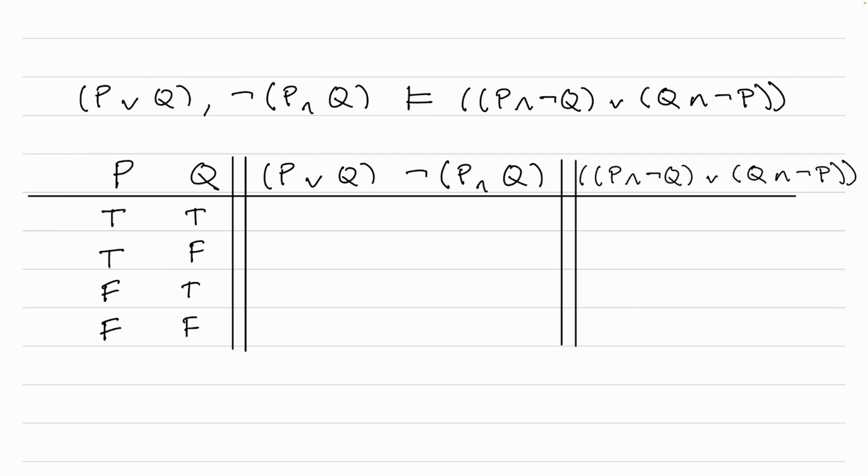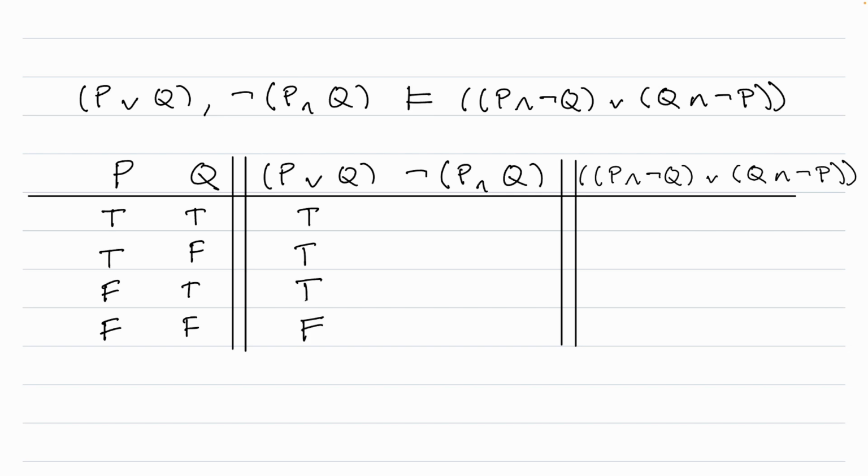That process will definitely give you the answer. It's not necessarily the most efficient way to do things, though. Typically, a better way is to look at your premises and your conclusion and see which formula is the simplest. In this case, it's the first premise, P or Q. So I'll just fill out the whole column for that formula first.